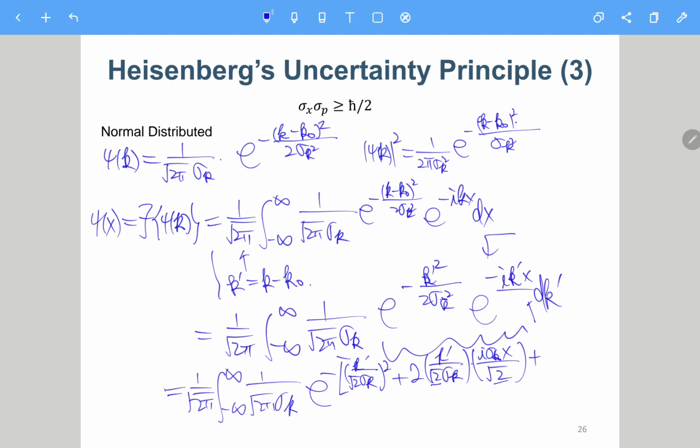And then we complete the square like (i sigma k x over square root of 2) square, plus (i sigma k x over square root of 2) square, something like this, and then dk prime. We complete the square of this exponential function. This is nothing but a constant, so this is not so difficult.